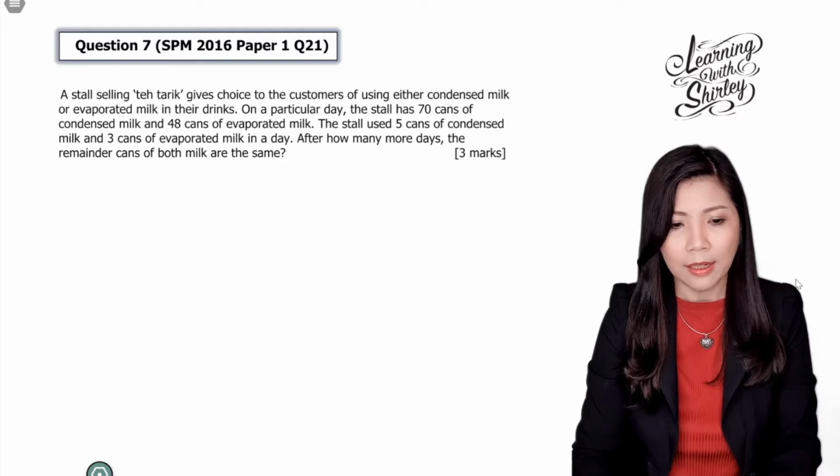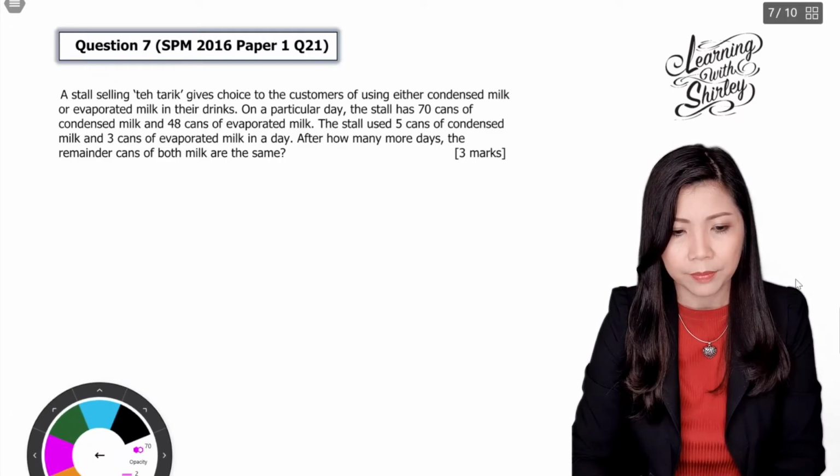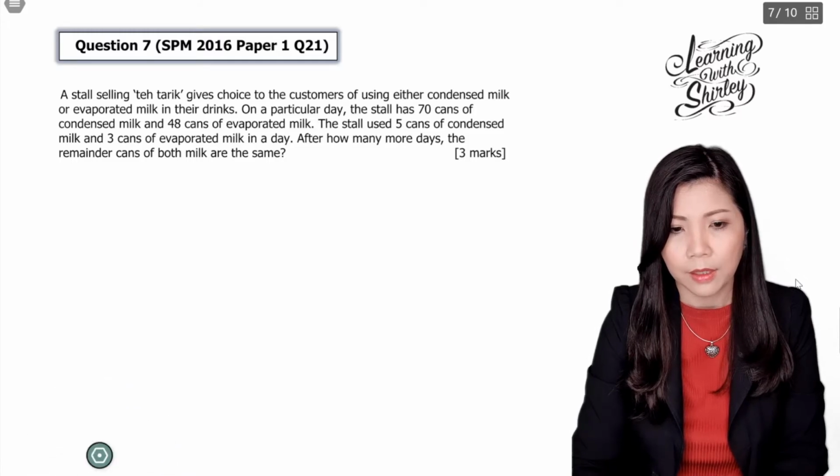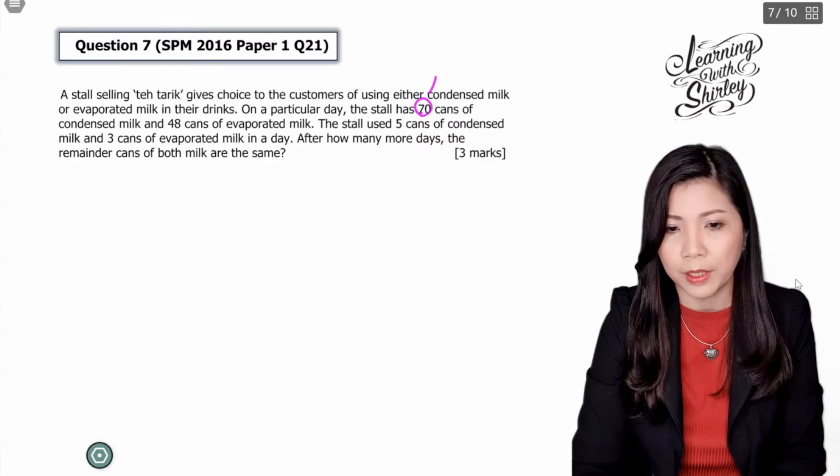Okay, let's analyze the question. So we have 70 cans of condensed milk. This is going to be the a for condensed milk.